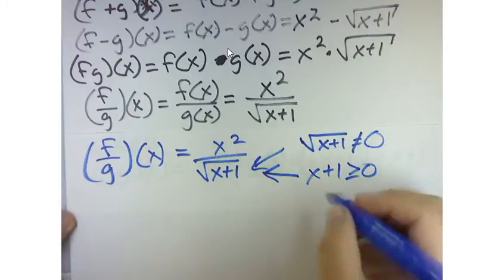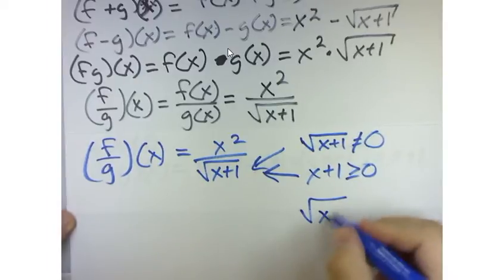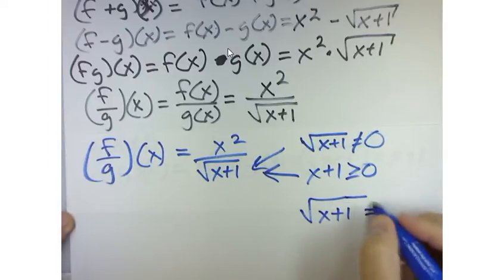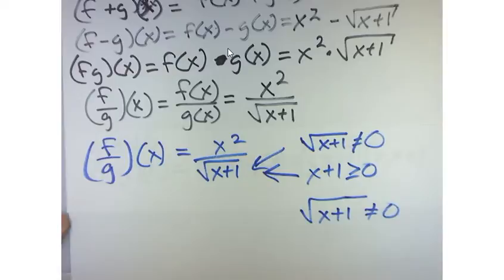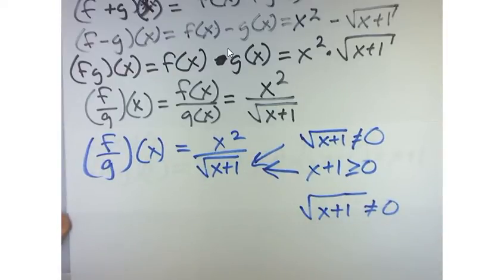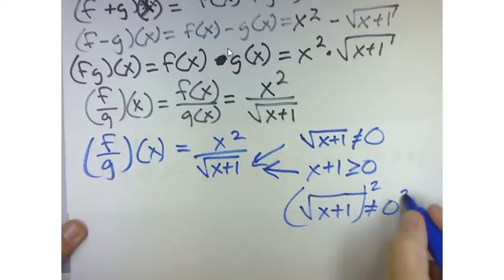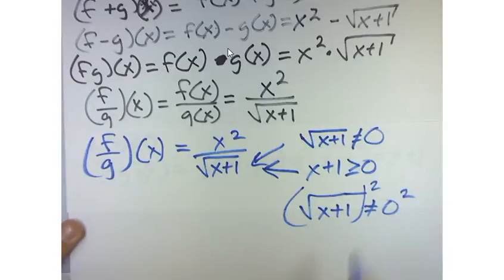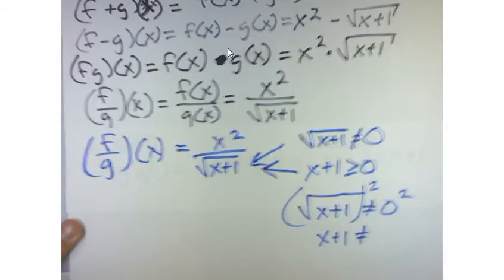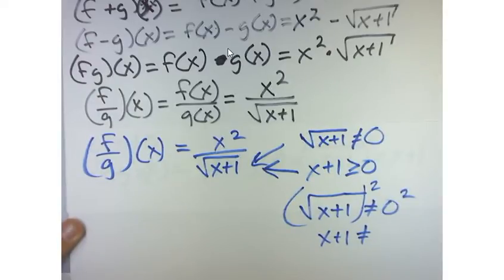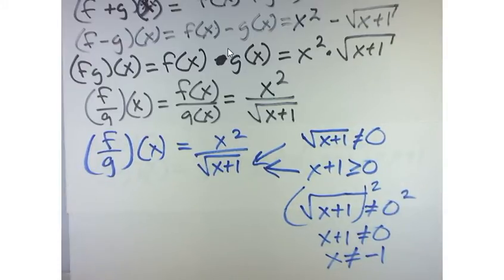Let's start with this first one. If I say x plus 1 cannot equal 0, our goal here is to solve for x. How do I get rid of this square root symbol? Square it. Whatever you do on one side, you do on the other. This becomes x plus 1 cannot equal, what's 0 squared out of curiosity? 0. X cannot equal negative 1.